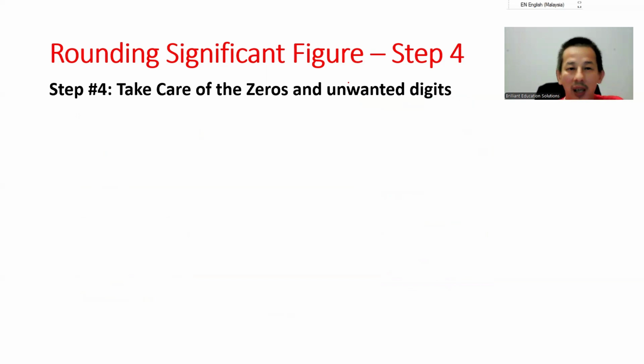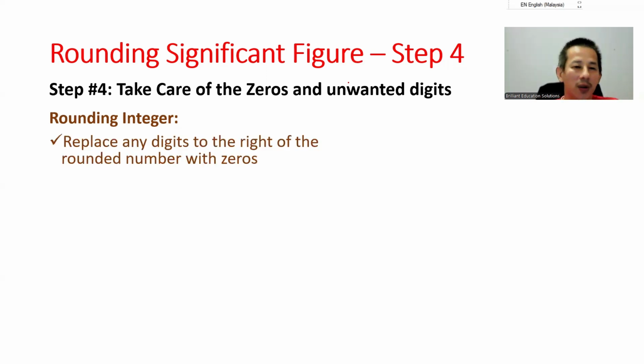Okay. Now look at step number 4. This is the most crucial step. You need to stay focused. If you need to pause, then pause, rest first, and then continue. So stay with me. If you're rounding integers, integers are whole numbers, which can be positive, negative, and 0. Then you just replace any digit to the right of the rounded number with 0.